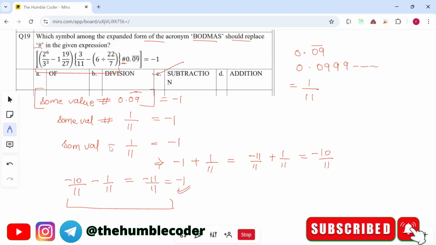Because we have assumed the sign has to be minus, and when we put the value of the some value that we have got into the equation, we get the final equation to be true, right? In the same way, why are the other options not correct? Let me tell you. If we had added 1 by 11 here instead of minus, using plus, then it would have become more than -1. The final answer would have been -9 by 11, which is not satisfying the equation, right? And in the same way, multiplication or division would also not correctly adjust the value to result in -1.